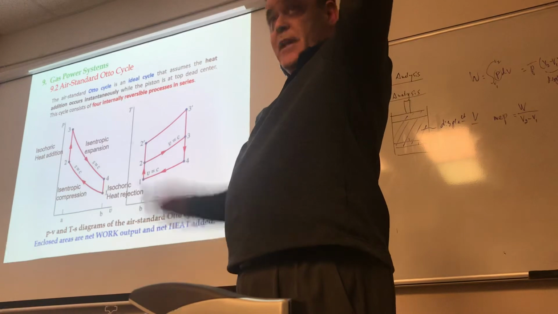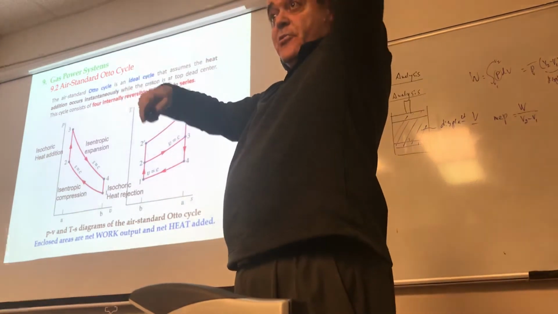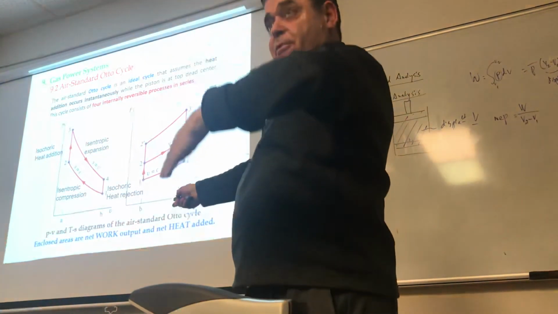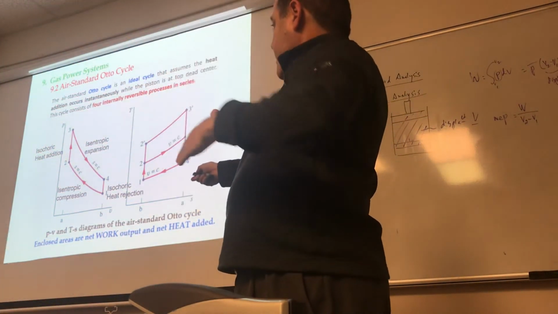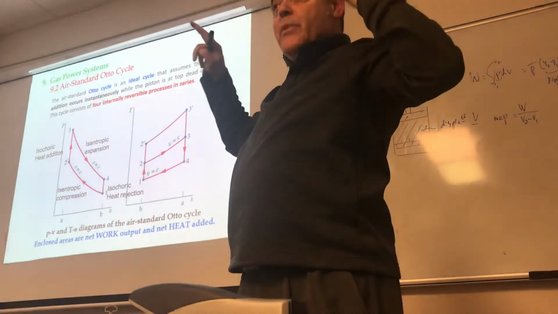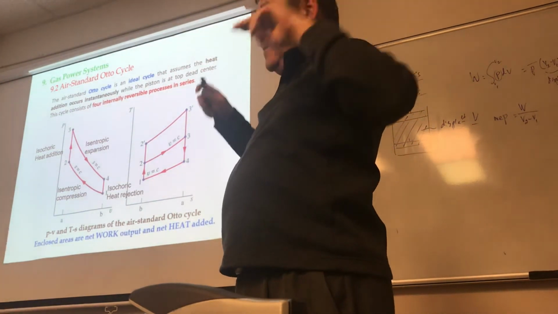3 and 4, that's the power stroke, right? So the piston is going from the top dead center to the bottom dead center. Now that's where you're generating the work. And how is that? Isentropically, because we assume that all processes are reversible.